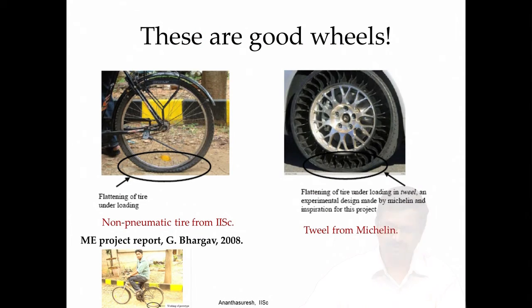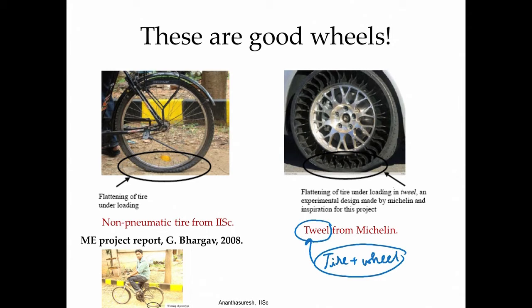Here is one more. What we see on the right side is what is called a Tweel from Michelin. Tweel is tire plus wheel. Tire plus wheel is a portmanteau word which becomes Tweel. So, Michelin had experimented with this concept. We do not see it in use now.